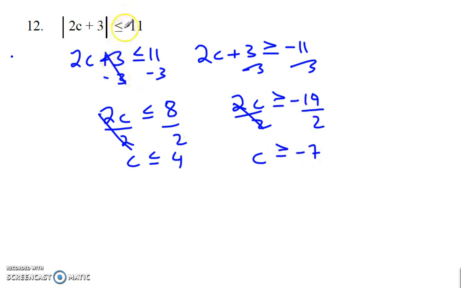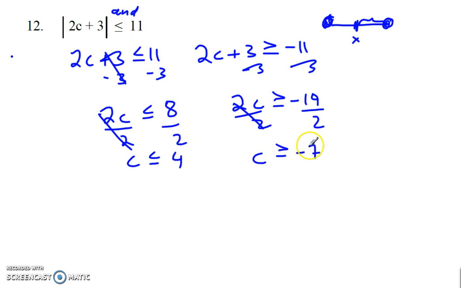Now remember, if the distance is less than something, then that's an AND statement, right? Because we have this kind of a graph. That means the distance from this point is less than this amount. So it's on the inside. So that means this is an AND statement. When it's less than, that is an AND statement.